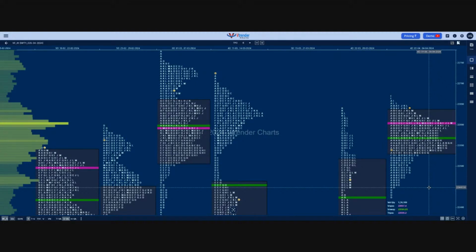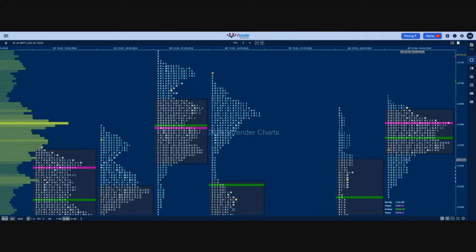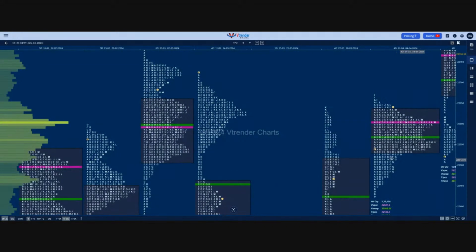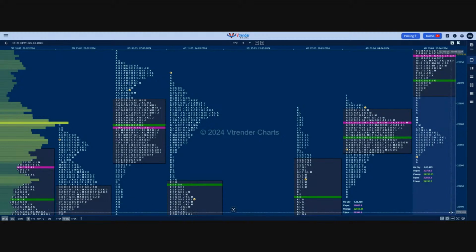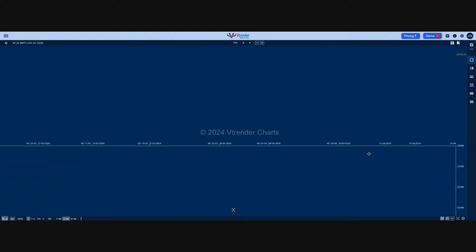So what happens next? Once we completed this week, the settlement starting from 5th of April, which was a Friday, we were expecting that we can get a move away from this balance. So I'll just slowly unmerge this profile so that we can see on a day-to-day basis what happened compared to the previous week's profile. So this is what happened on the 5th.